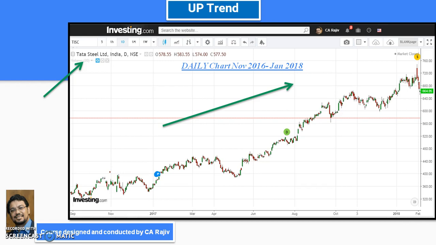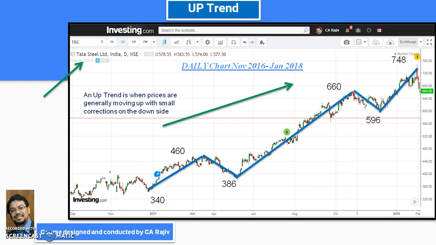As you can see now, Tata Steel, right from 2016 November till January 2018, the stock was in an uptrend. So now let us try to define this uptrend technically. So this is the first leg of an up move, followed by a correction. Again there is a rise, again followed by a correction, and the final rise to almost 750 levels. Friends, as you can observe here, the definition of an uptrend means that generally the prices are going up, but with small corrections.